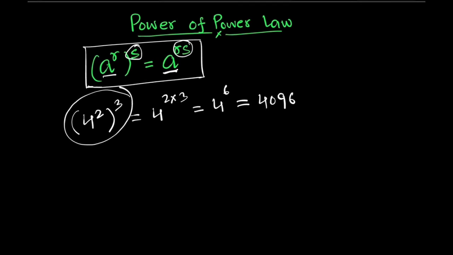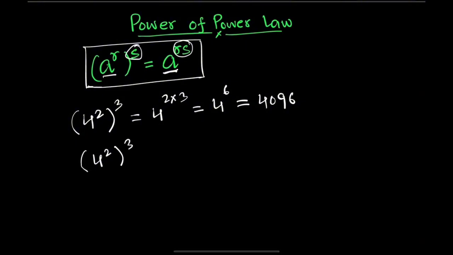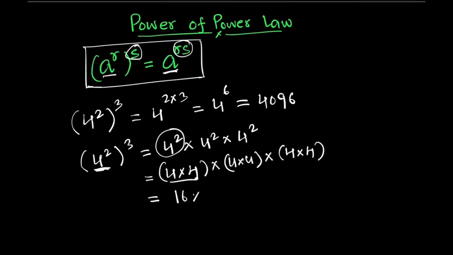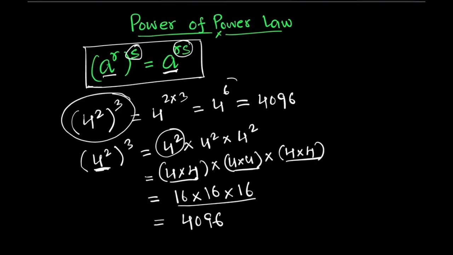Now let's quickly verify if (4^2)^3 is equal to 4^6. So (4^2)^3 means that 4^2 is being multiplied 3 times. That means 4^2 times 4^2 times 4^2. And 4^2 means 4 is being multiplied 2 times, so 4 times 4 times 4 times 4 times 4 times 4. 4 times 4 equals 16, and the same for the others, so 16 times 16 times 16 is exactly equal to 4096. So yes, (4^2)^3 is equal to 4^6.